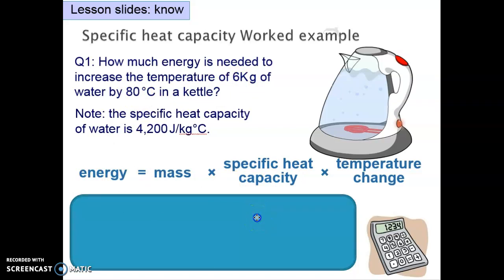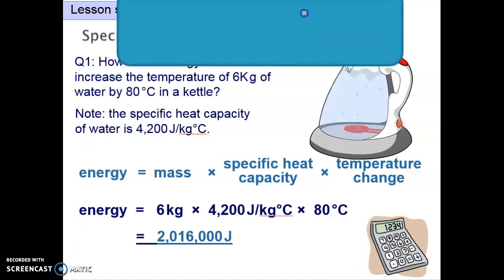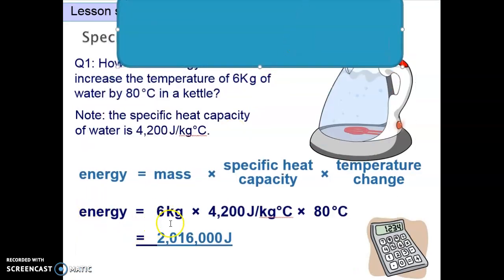Remember, we need to see the workings out. So let me show you. Okay, 6 kilograms times 4,200, that's our specific heat capacity, times 80 degrees C, and there's our answer with the units. Textbook work, okay, so make sure you've got that down as a worked example.